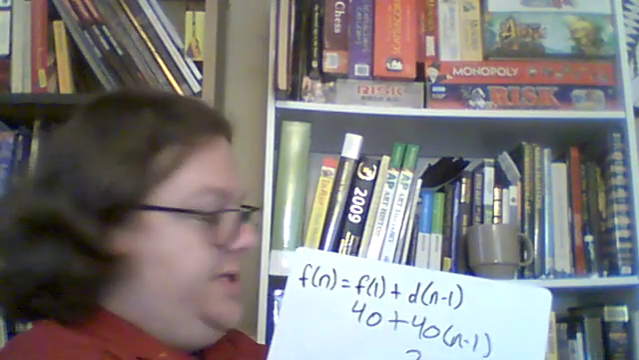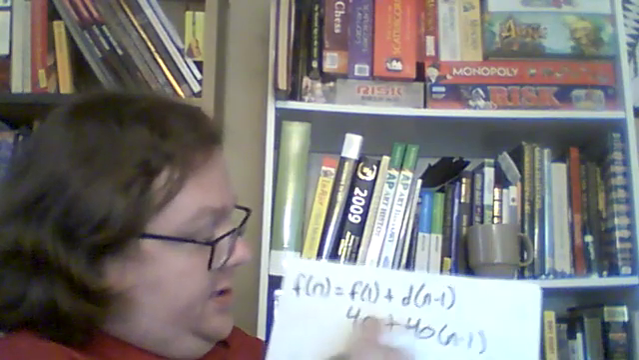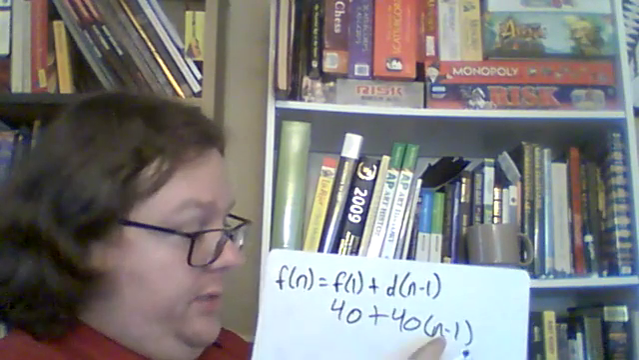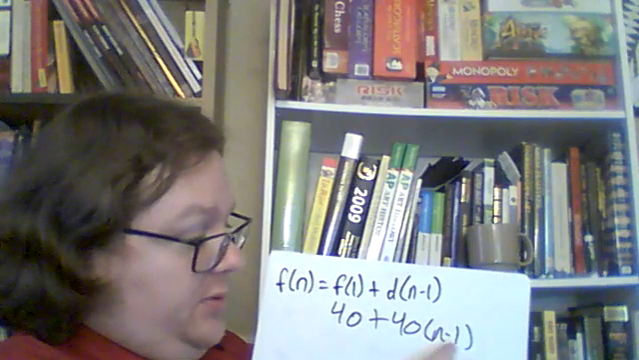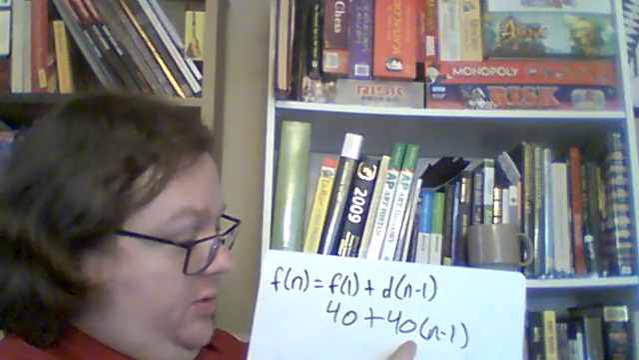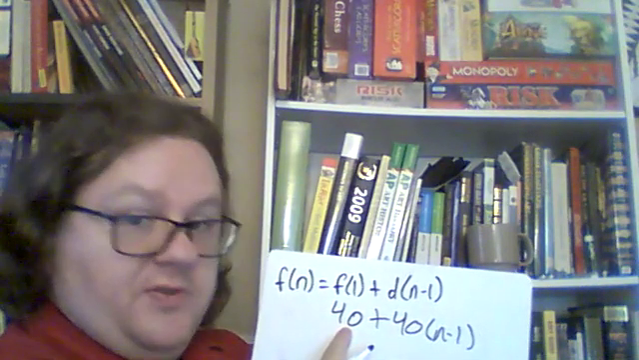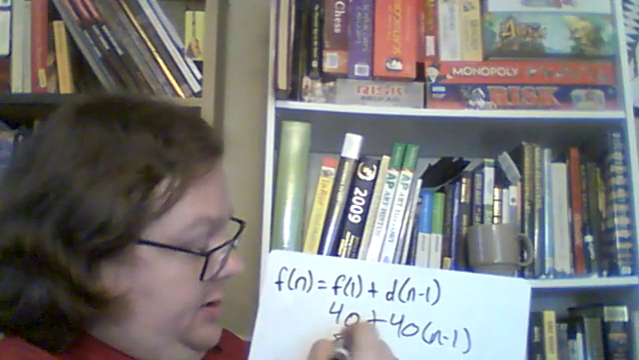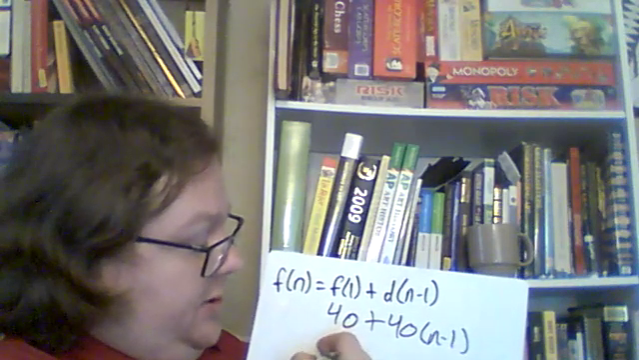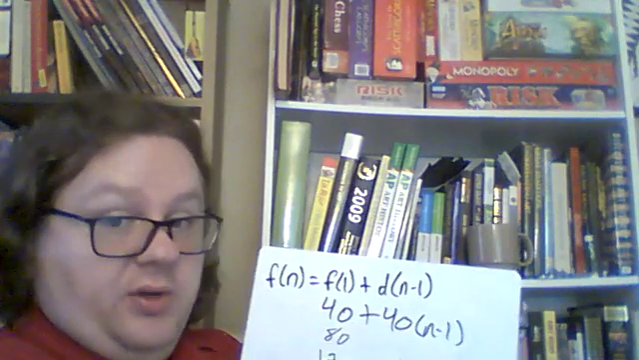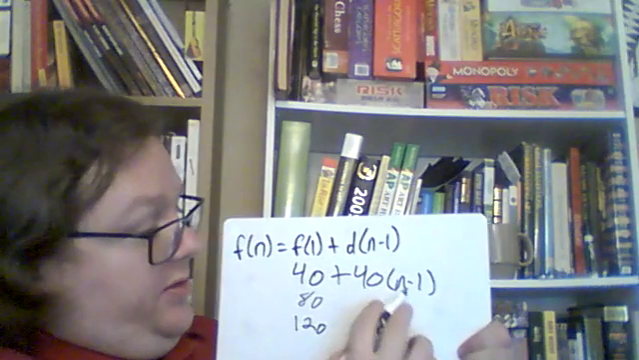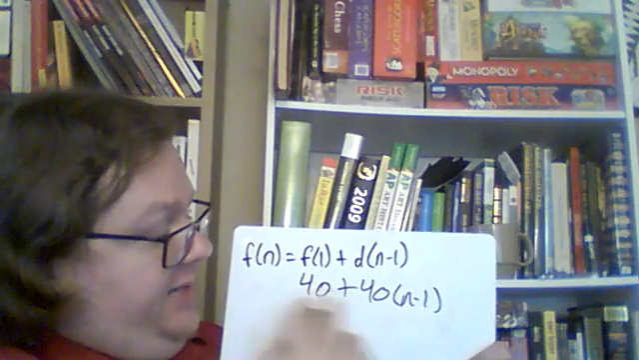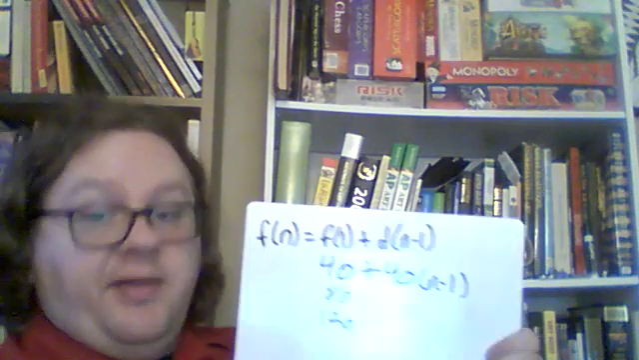Oh, no, it works for the first term too. If we say the first term, 1, we put in 1 here. 1 minus 1 is 0. 0 times 40 is 0. And then we're left with 40. So the first term is 40. The second term is 80. The third term should be 120. Let's see if that works. 3 minus 1 is 2. 2 times 40 is 80. 80 plus 40 is 120. So yeah, that works.